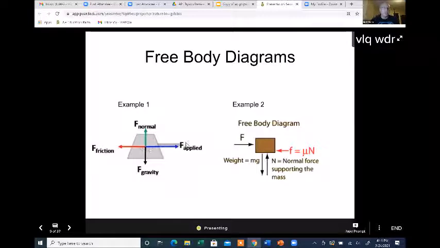In most cases, they're going to draw them like example 1 on the AP exam. Occasionally, you'll see an example 2 type of free body diagram. I prefer example 1, and most of the time when I draw them and have my students draw them, that's what they're going to do, is example 1.